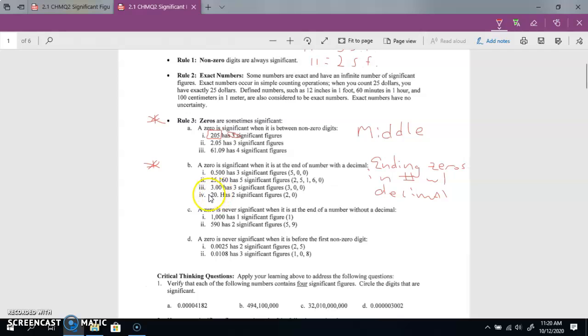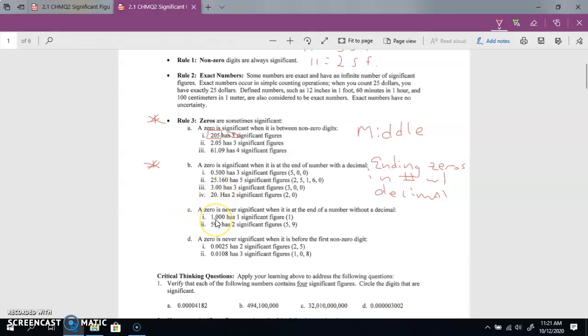This is a number that you probably wouldn't see in math class, 20 point. But that decimal makes this an ending zero in a number with a decimal, and so it's significant. So both the 2 and the 0 are significant. We would say that there's less uncertainty associated with, say, 20 point meters than 20 meters. The number 20 meters is less certain than the number 20 point meters. Okay, so again, significant figures have to do with certainty of measurements.